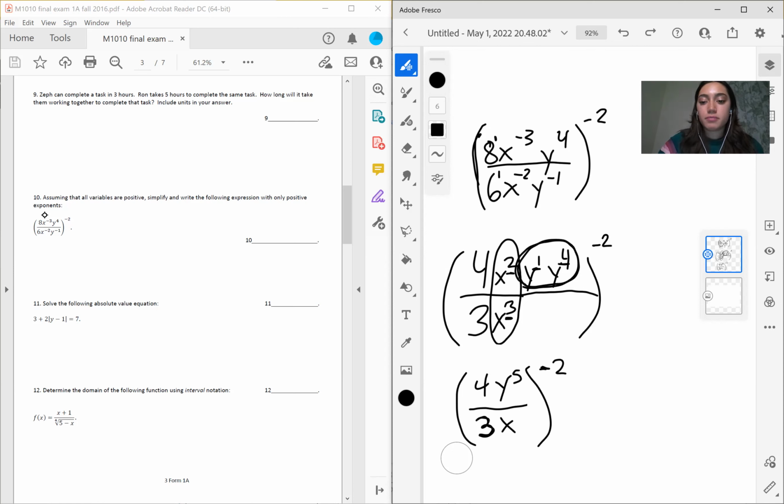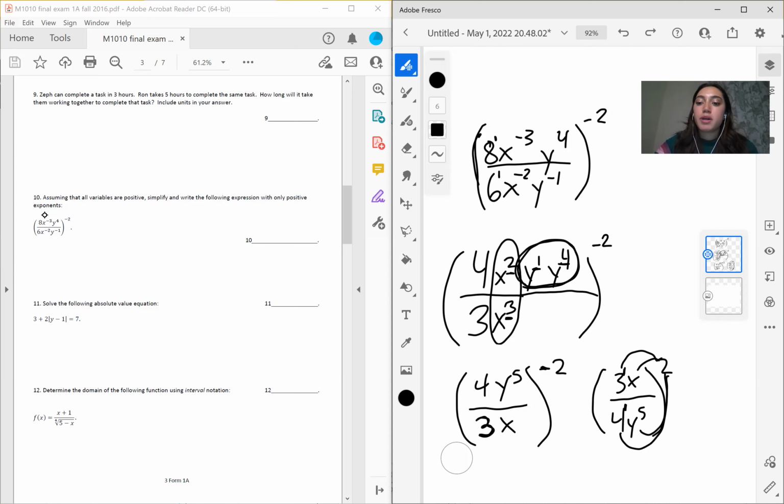And when you have something outside of the parentheses to the negative second, to make this a positive, you invert what is inside the parentheses. So that would look like 3x over 4y to the fifth, all to the second. And then we're going to apply this to each term within the parentheses. Because remember, these constants have an invisible exponent that is 1.